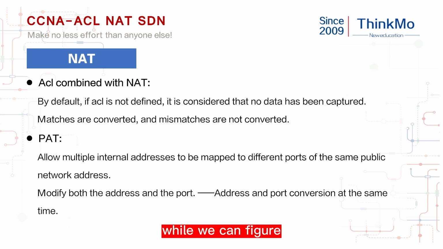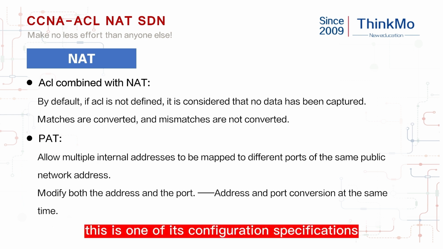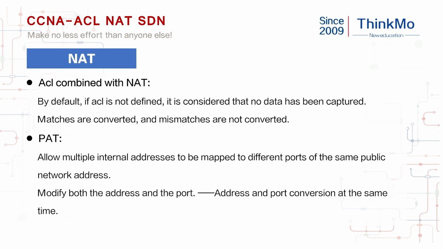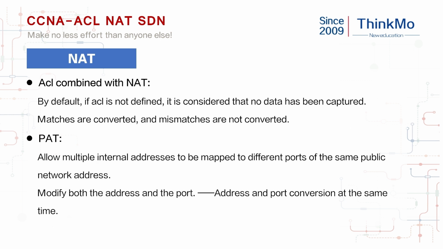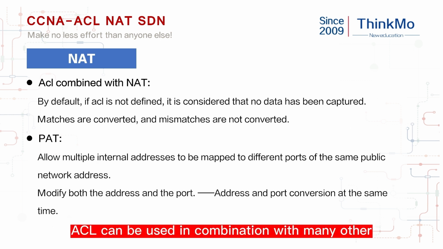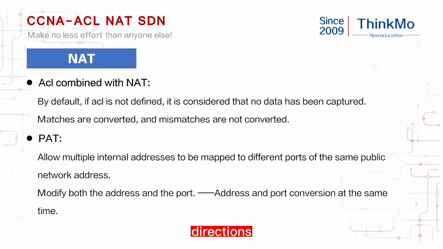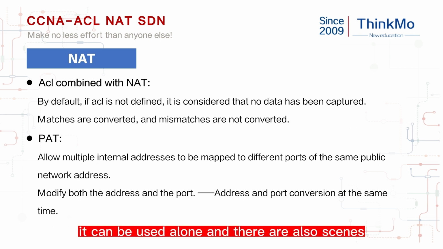So wait a minute while we configure. We also need to configure the ACL. This is one of its configuration specifications. For ACL, using ACL alone is just one of the methods. When we were configuring the ACL just now, you should have seen the route map there. ACL can be used in combination with many other features. Actually, it can be used alone, and there are also scenarios for that.